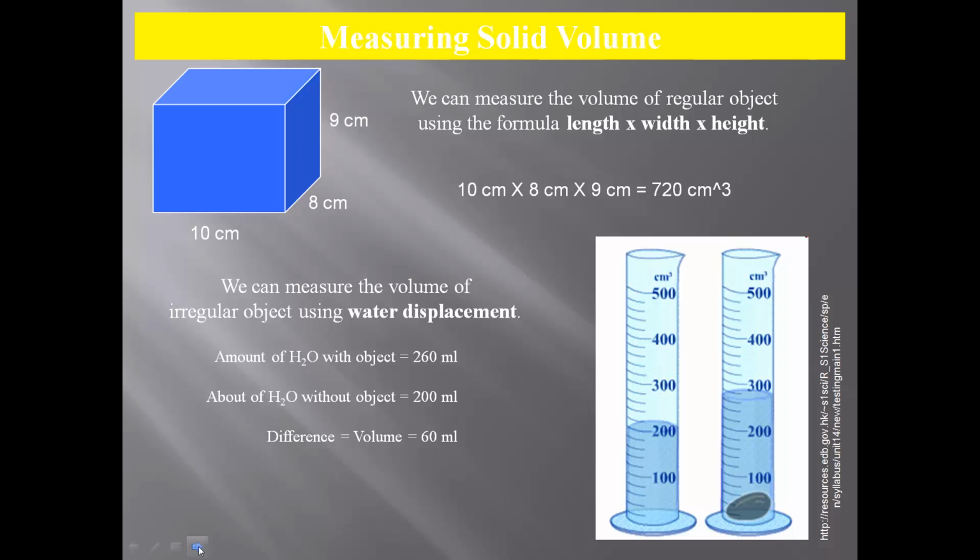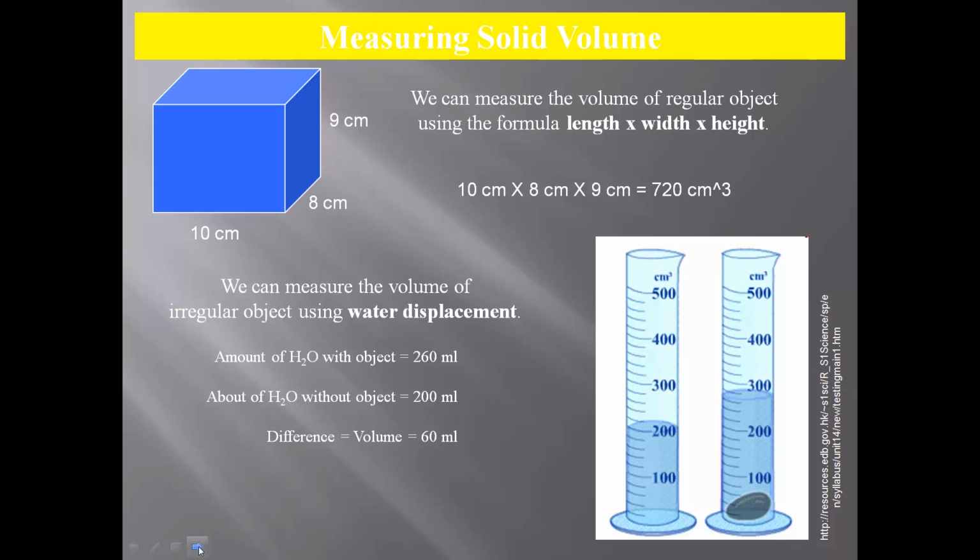When you have a solid and it's a regularly shaped object, you're very familiar with the length times the width times the height. So in this example, we have something 10 centimeters by 8 centimeters by 9. And if you do the math here, if my math is correct, it comes out to 720 cubic centimeters.